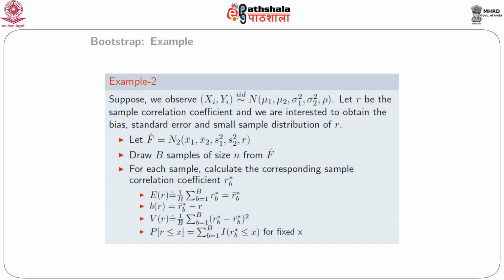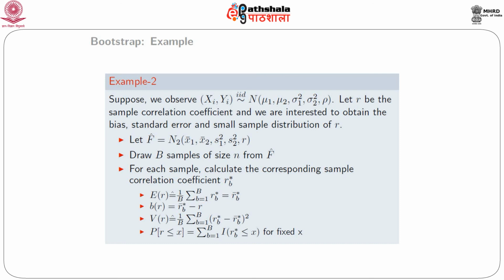Now, draw B samples of size n from F hat, and these B samples would be like x1 B star, x2 B star, up to xn B star. So, for each sample x B star, we calculate the corresponding sample correlation coefficient R B star. Now, an estimate of the expectation of R is 1 by B summation b runs from 1 to capital B of R B star, which implies an estimate of the bias of R is E hat of R minus R.